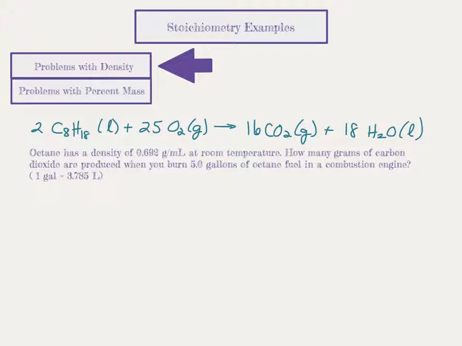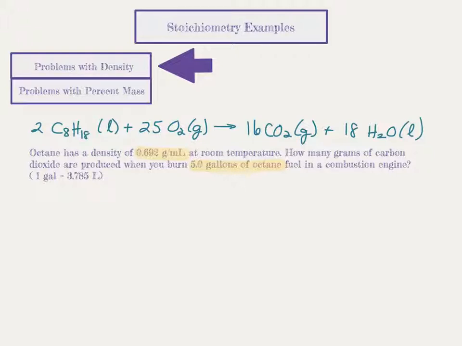Octane has a density of 0.692 grams per milliliter. This first chunk of information tells me that I'm probably going to use my density to convert between mass and volume. I'll keep going. How many grams of carbon dioxide are produced when you burn 5 gallons of octane fuel in a combustion engine? Okay, well, I see now that my starting amount, or the chemical that I know a number about, is going to be that octane fuel.